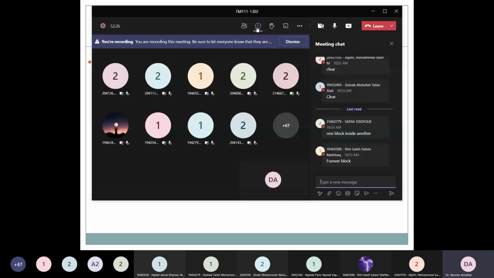Yes, good, Sadia. Blocks within blocks, so one block inside the block. So we will have inner blocks and outer blocks, inner selection and outer selection, inner repetition, outer repetition, etc.